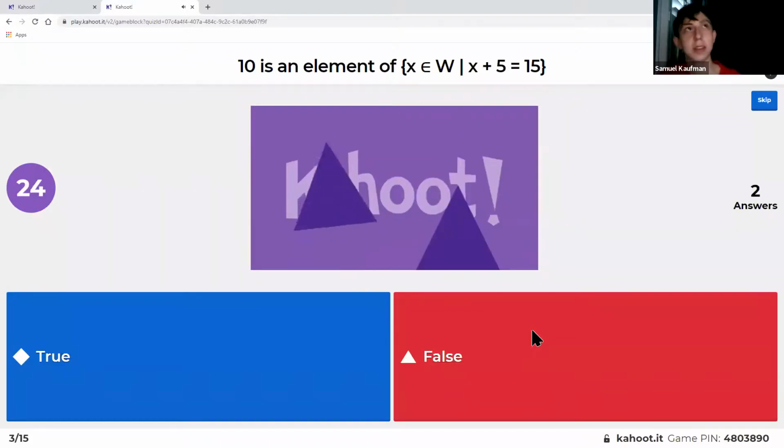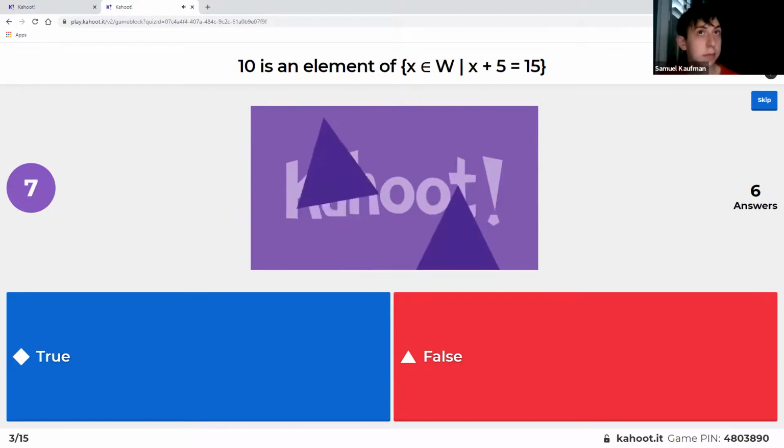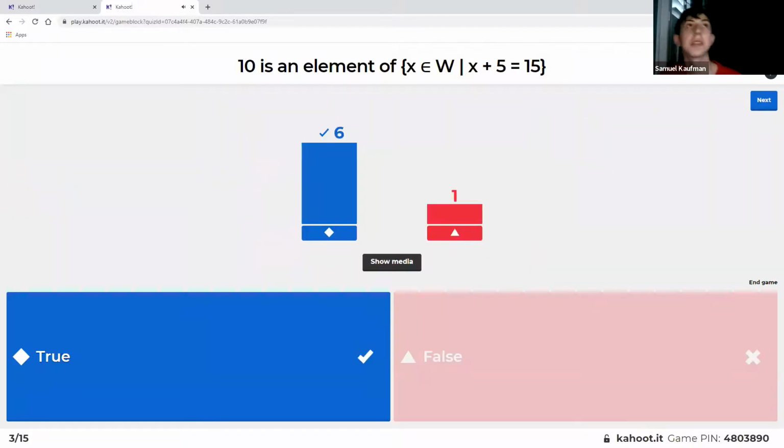Guessing that W should be a Z, or maybe it should be the... W is the whole numbers. Never mind, W is the whole numbers. So this is going to be true. This is the set of all whole numbers such that x plus 5 is 15, and 10 satisfies this because 10 plus 5 is 15. And it turns out that's going to be the only element of this set, 10.